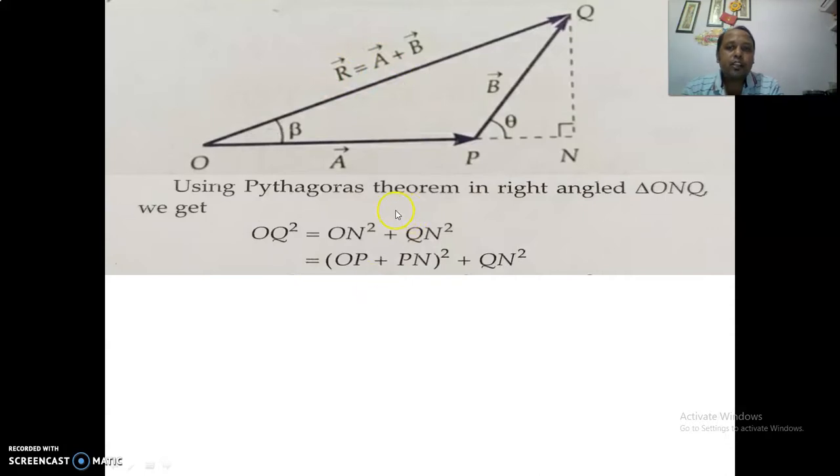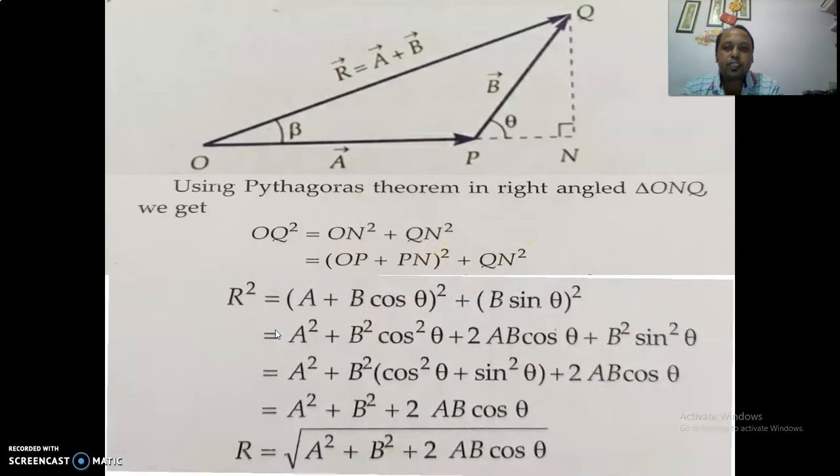So now we will use the Pythagoras theorem in the triangle ONQ. This whole triangle we are considering is a right angle triangle. So if we take the Pythagoras theorem, OQ square, hypotenuse square, is equal to the sum of the side squares, that is ON square plus QN square. Now the value of ON is OP plus PN. So we write (OP plus PN) whole square plus QN square.